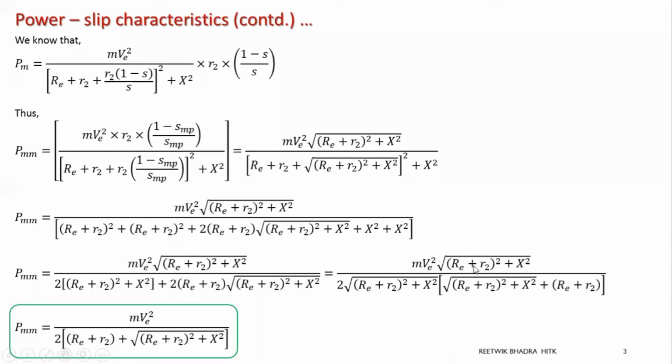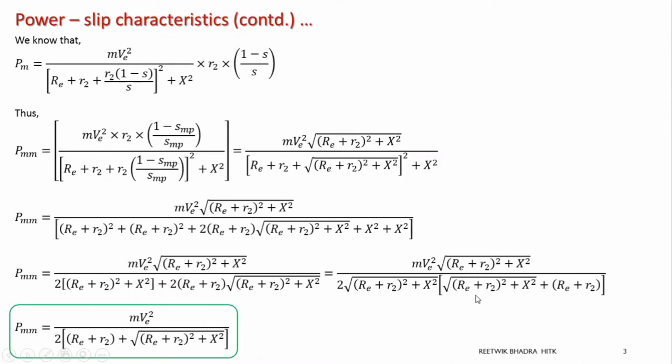Now this square root term and the numerator square root term cancel out. So in the numerator remains only mv square. This square root term cancels out.